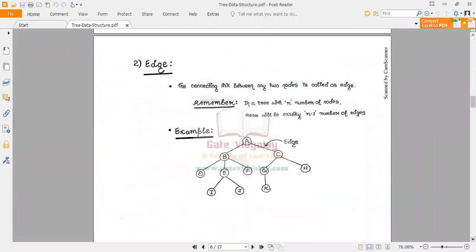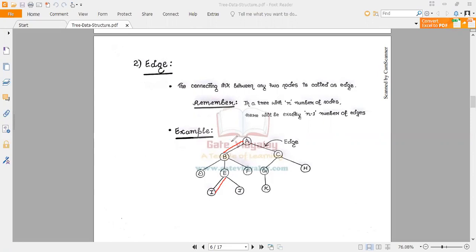Then we have edges. Now what is an edge? The connecting link between any two nodes is called an edge. So A and B are the nodes, and the line connecting A and B will be considered an edge. The line connecting E with I is also called an edge. And in a tree with n nodes, there will be exactly n minus 1 edges. You can check in the example as well.